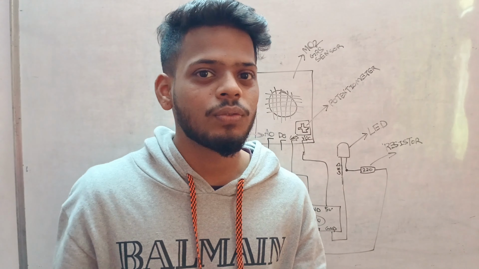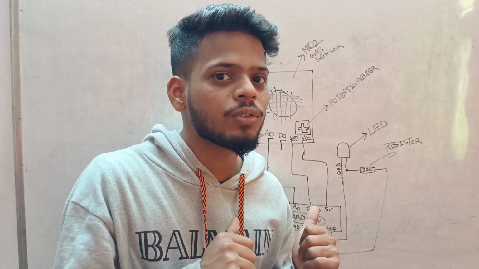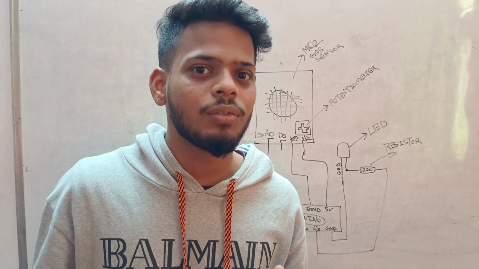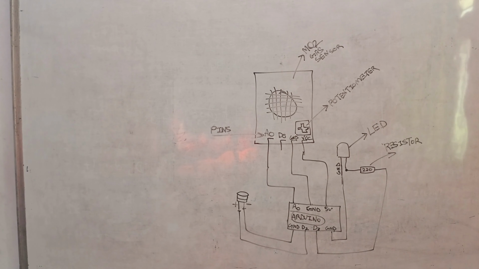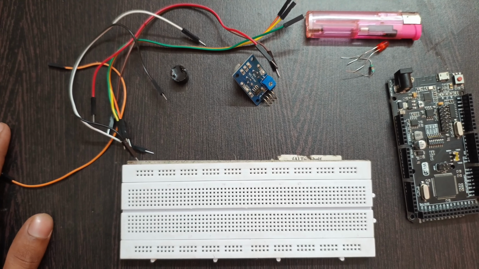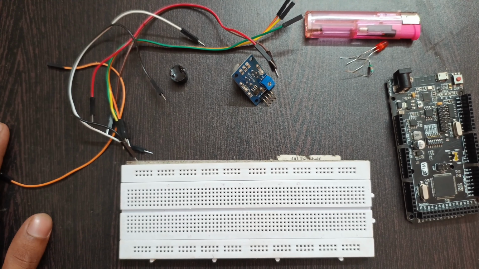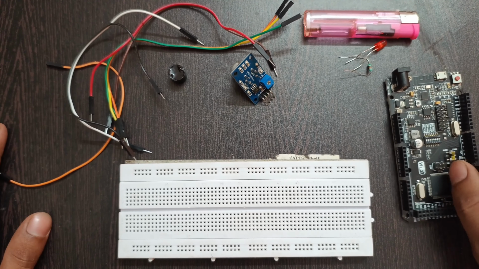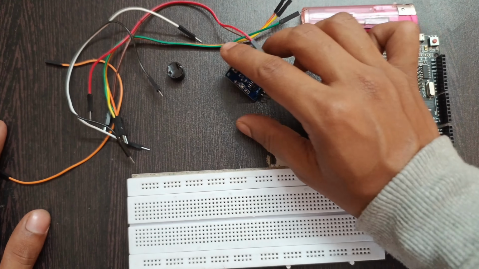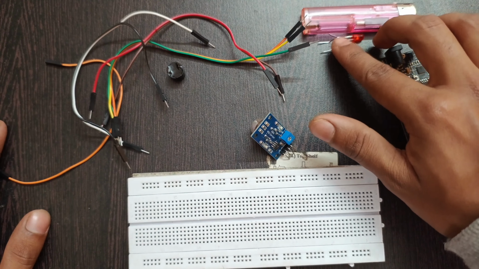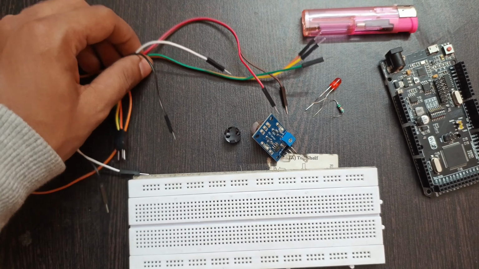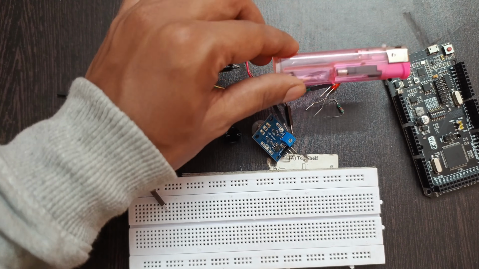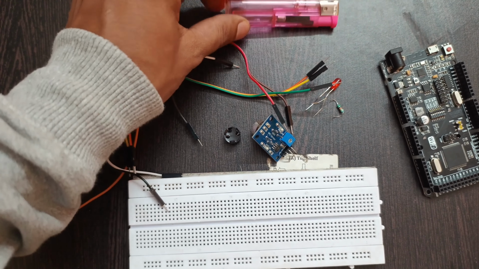So I think you have got a clear idea what this project is about. So let's start with the building of project. So we will start with a project that is gas detection using Arduino. This is a Arduino breadboard, MQ2 gas sensor, resistor, LED, buzzer, and lastly jumper wires and a gas lighter for gas.